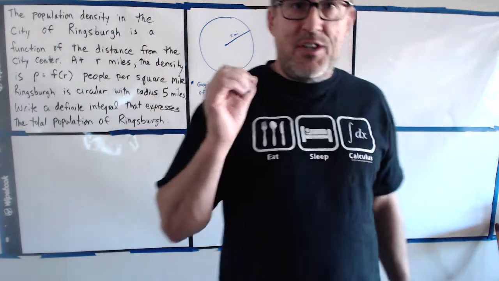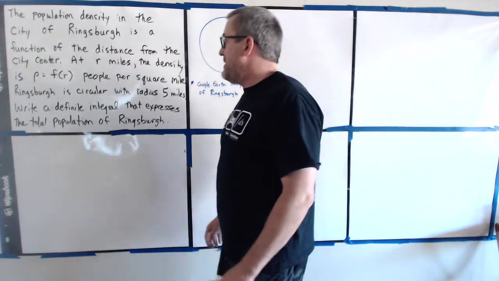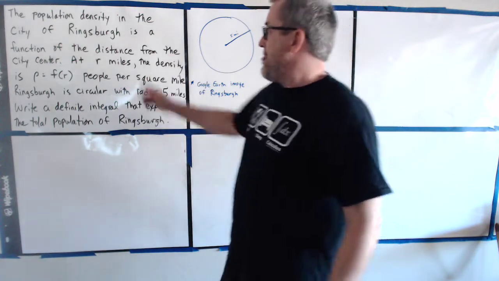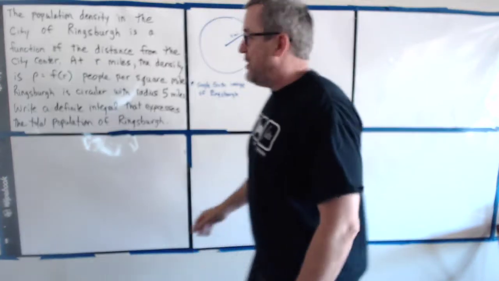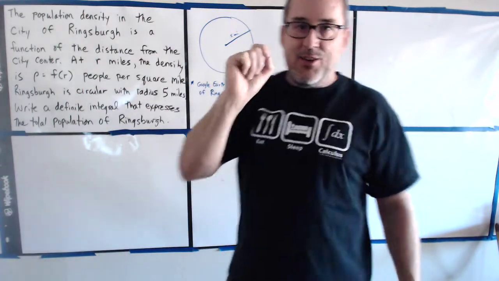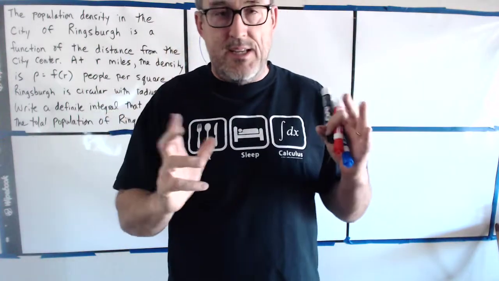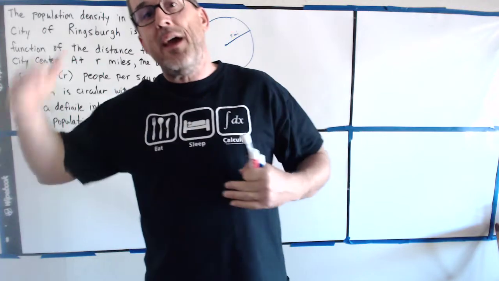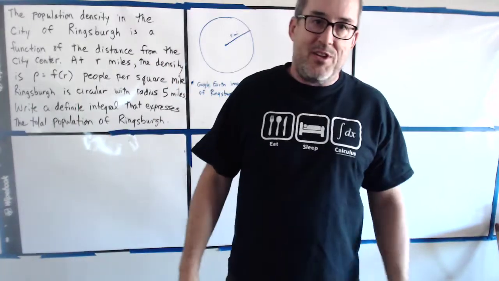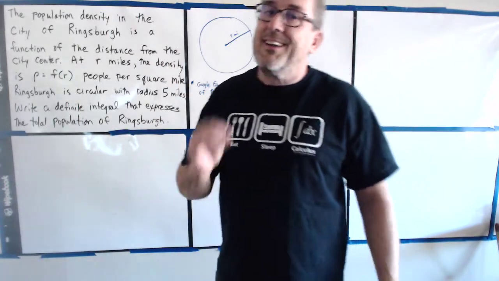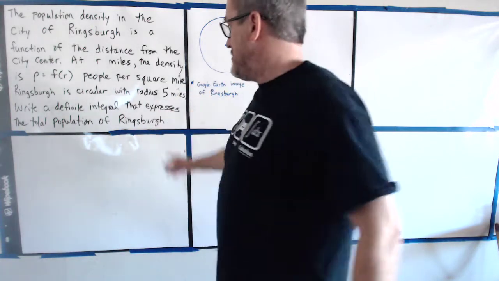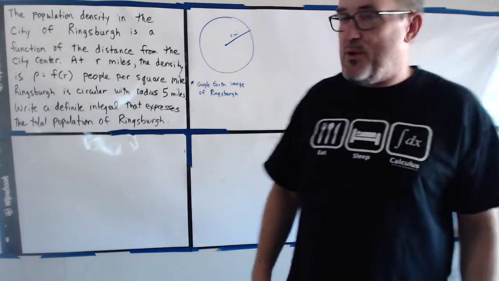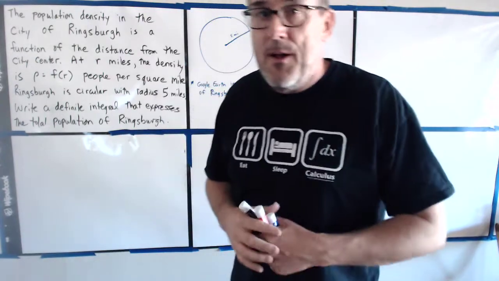Now, the population density within Ringsburgh changes. Population density is a function of the distance from the city center. So at city center is where we see the most density. And as you move away from city center, the population density in people per square mile gets less and less and less. Our job is to write a definite integral that expresses the total population of Ringsburgh.